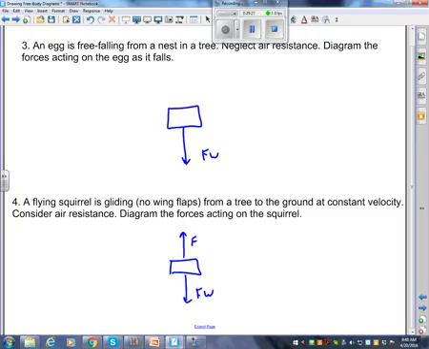I'm going to call it FF. Some of you might have, oh, that should be a small f. Some of you might have called it F air. I see that quite a bit. I'm okay with that, right? Because it's air resistance. I get that.